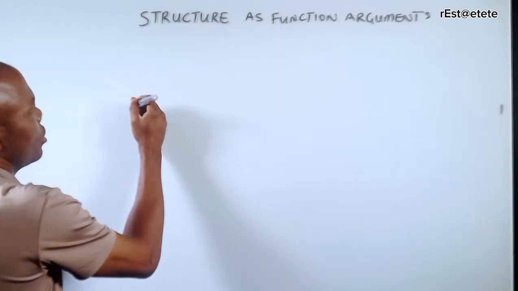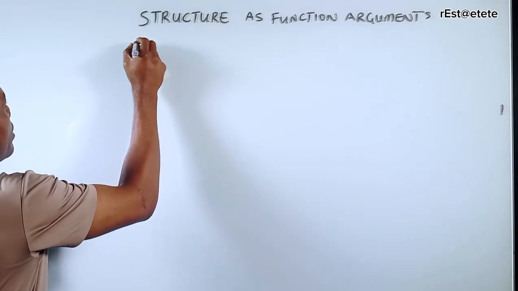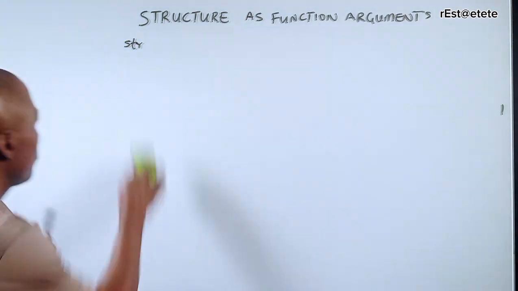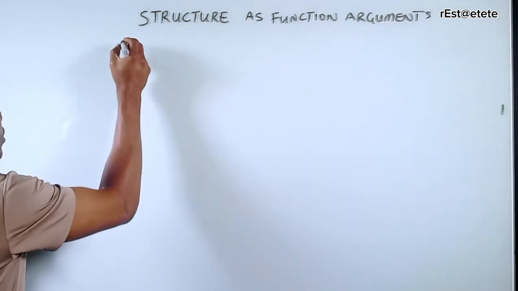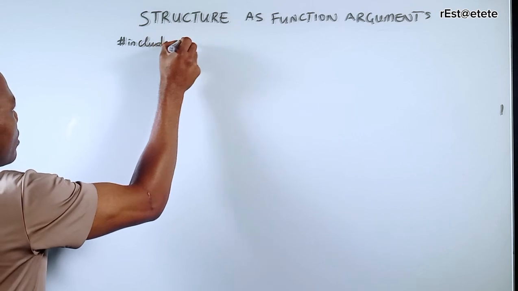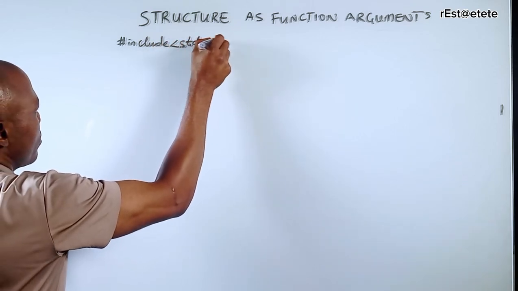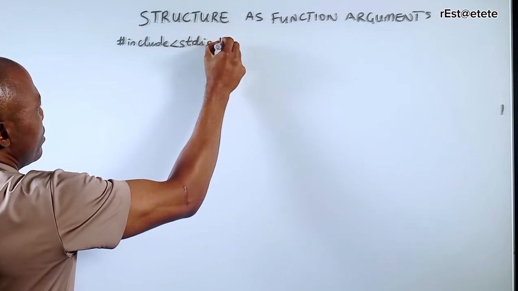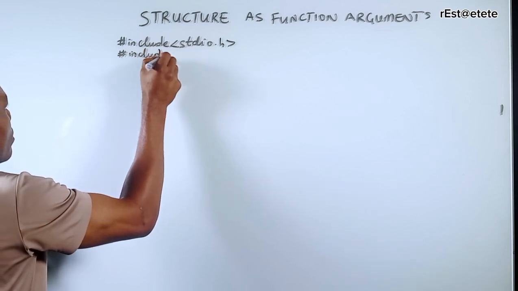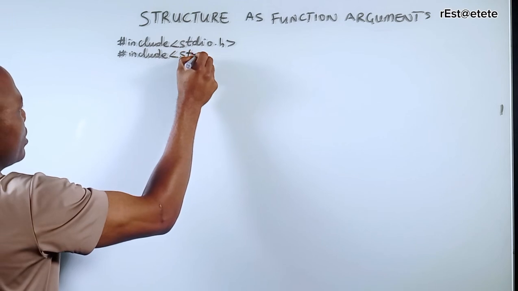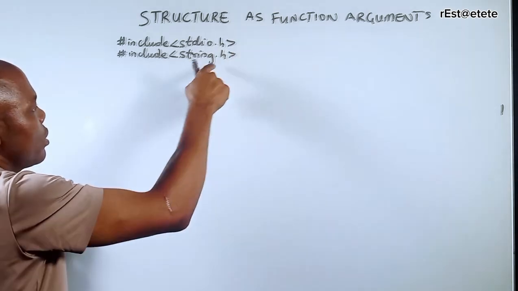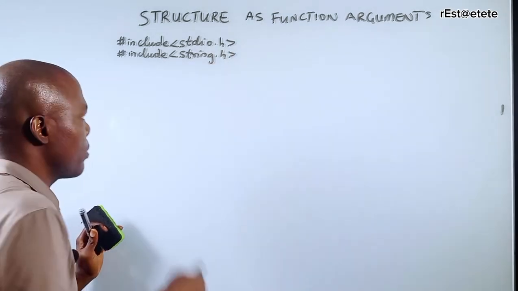So we are going to declare a structure, using our struct keyword. Let's write a full program to explain that. We'll say #include <stdio.h>, and #include <string.h>, because we will need string.h. The first one will be our print function, and this one will bring out our string copy.